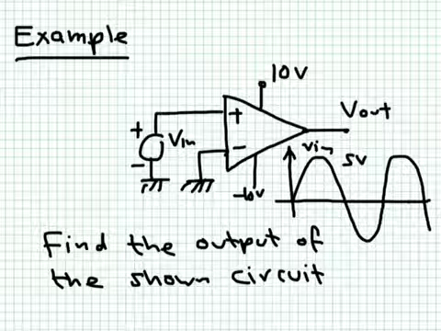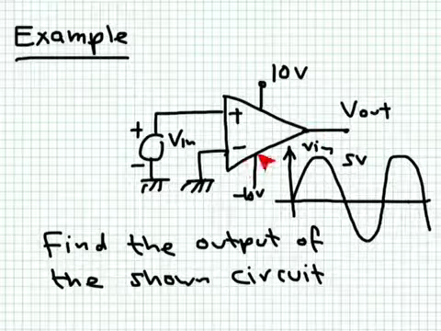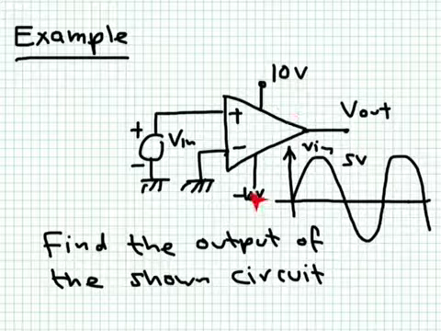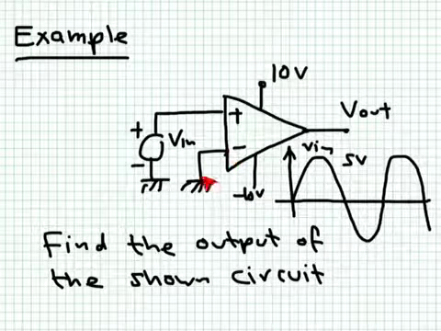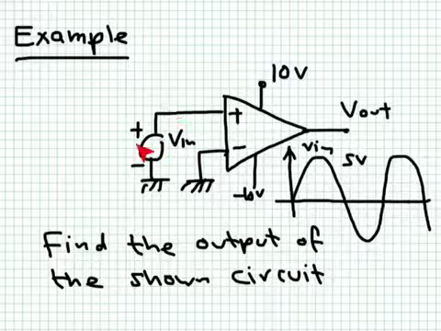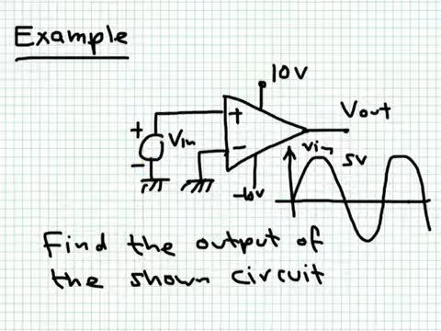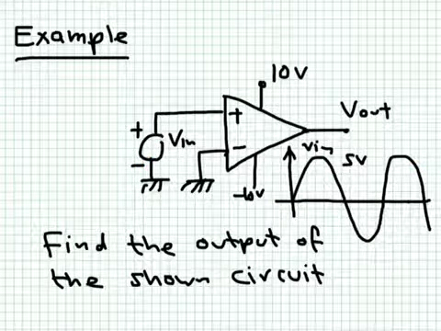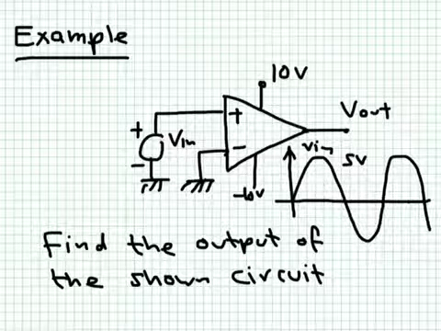Okay, let's take a look at this example. We have here an op-amp. It is connected to a power supply of values 10 volts and minus 10 volts. The negative terminal is kept at 0 volts, and we apply the input at the positive terminal. The input is nothing but a sinusoidal waveform of amplitude plus 5 volts. And we'd like to determine the output of this circuit.